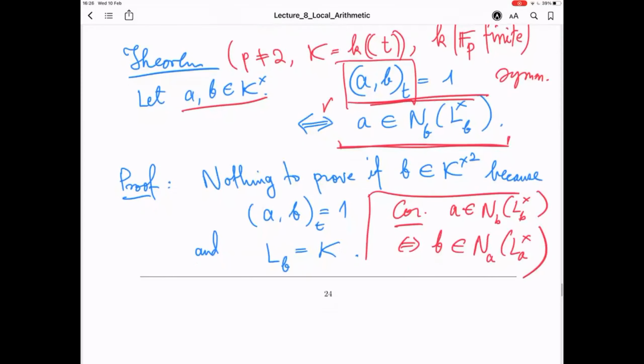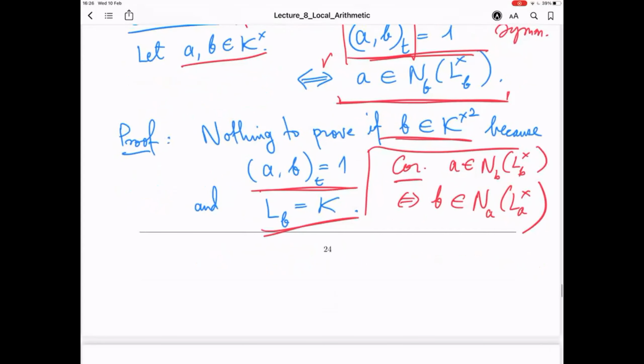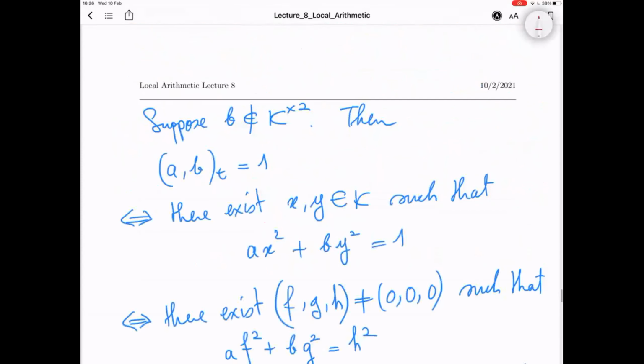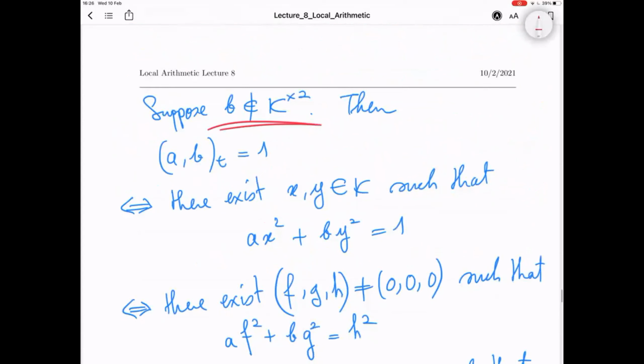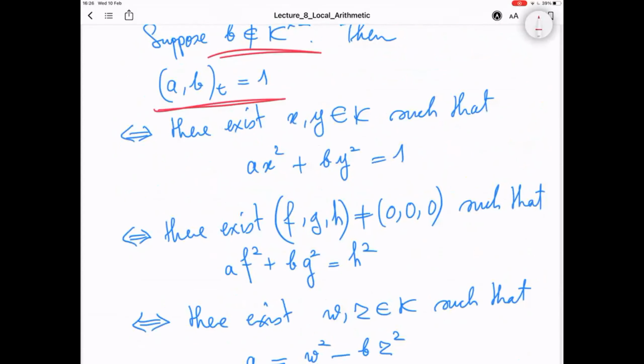So there's absolutely nothing to prove if b is a square, because in that case, the Hilbert symbol is also equal to 1, and the extension lb is also equal to k. So everything is a norm, of course, because the norm is the identity mapping of k. So there's nothing to prove there. Now, the only case to consider is when b is not a square. Then the Hilbert symbol (a, b) is equal to 1.